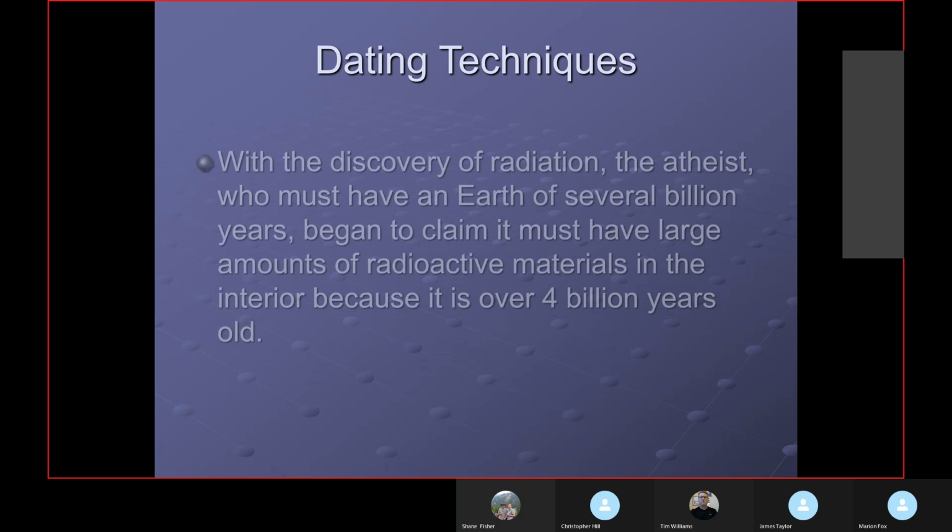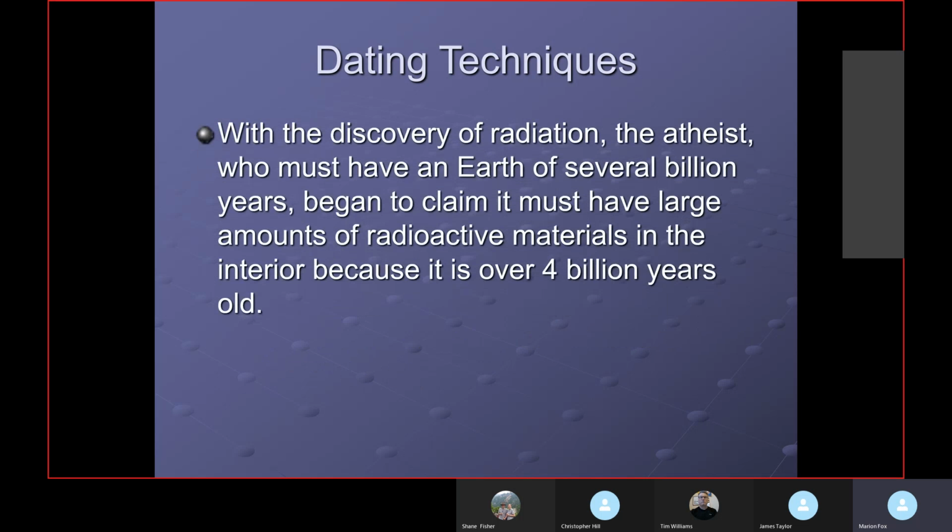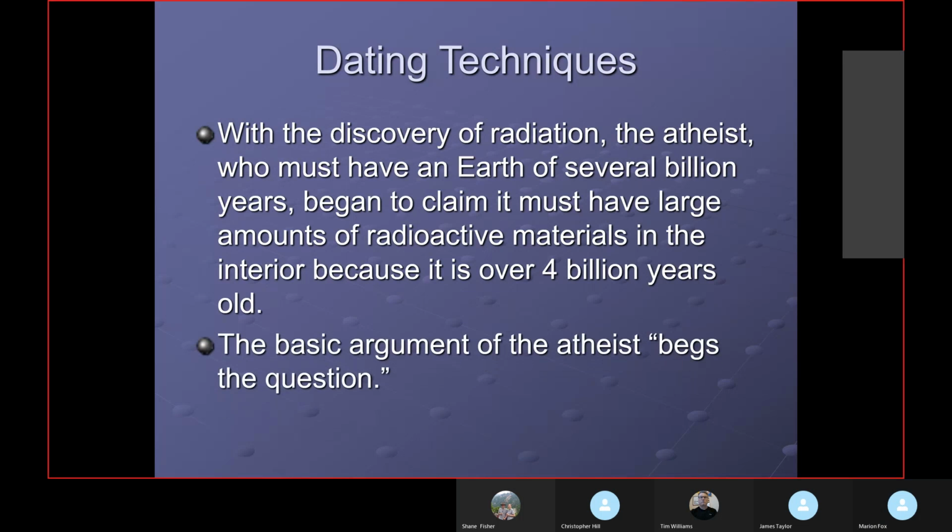With the discovery of radiation, the atheist, who must have an Earth of several billion years old, began to claim it must have large amounts of radioactive material in the interior because it's over 4 billion years old. So it's 4 billion years old, so something's kept it hot. The only thing that we can think of is radioactive materials. So that's what it must be.